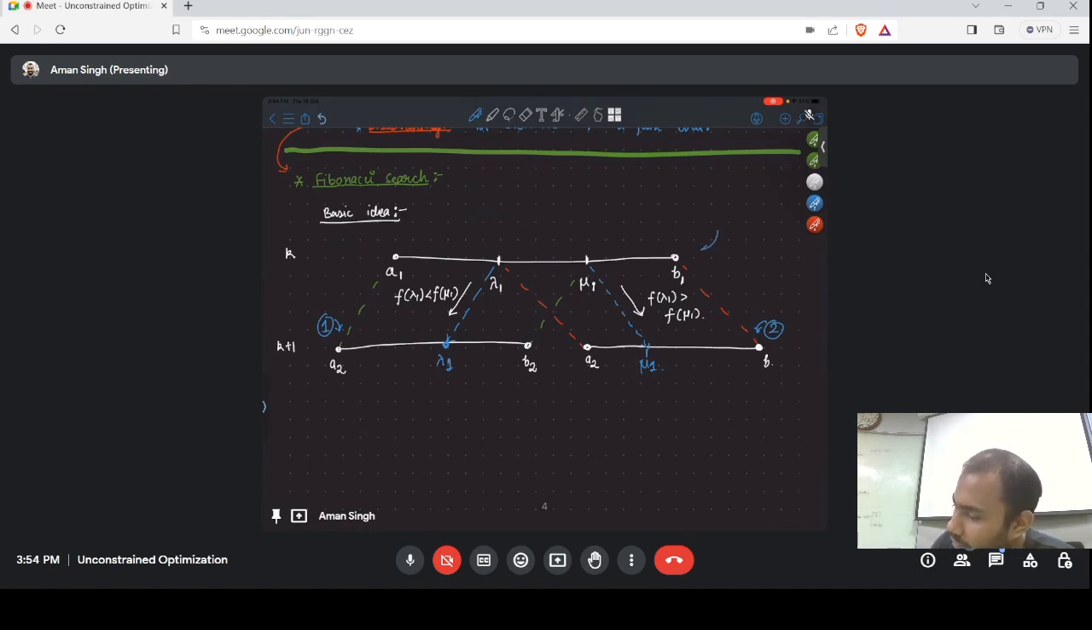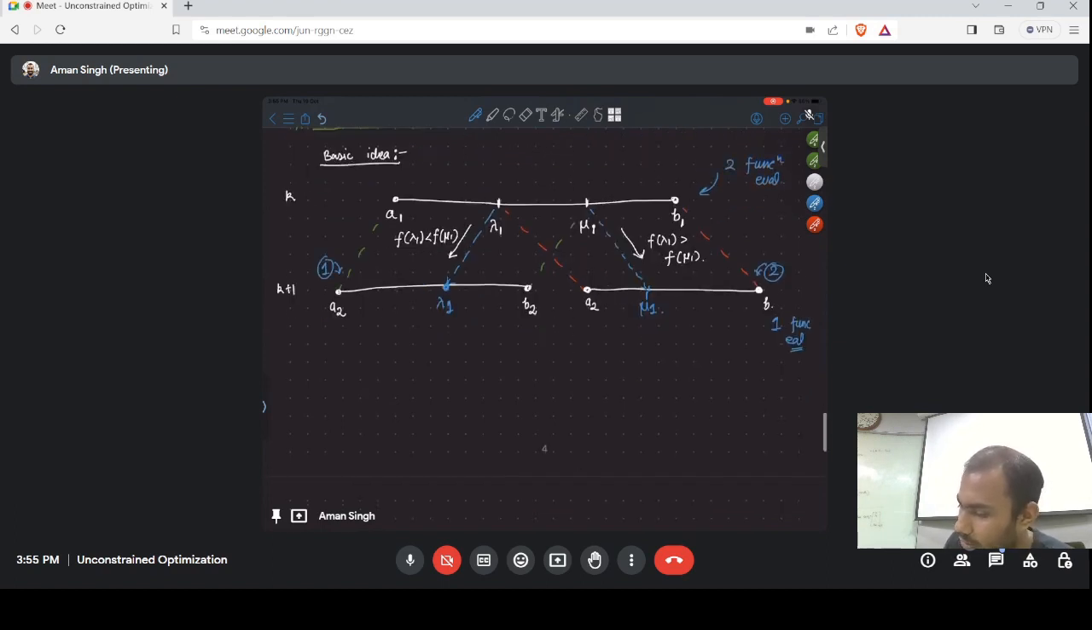In the first step we'll require two evaluations anyway, but in the further steps we only have to evaluate the function once. So this is the idea we can use. This is the basic idea behind the Fibonacci search, and we'll see how we use lambda 1 and mu 1 in the further iterations.